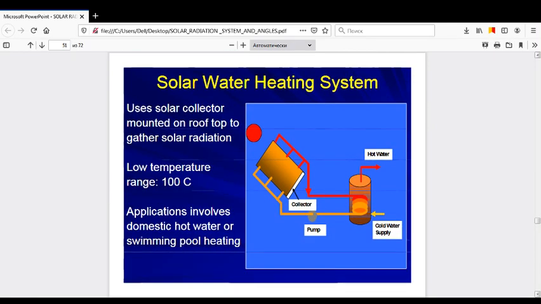Solar water heating system uses solar collectors mounted on the rooftop to gather solar radiation. Low temperature range up to 100 C. Applications involve domestic hot water or swimming pools. In the figure we can see that the collector collects the sun energy, then by the pump it goes where the cold water supply is, and water is heated by the sun energy or thermal energy.